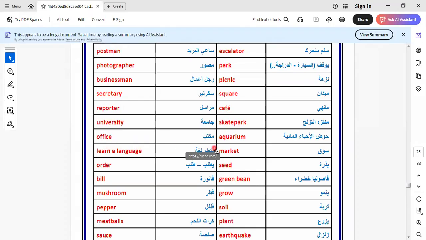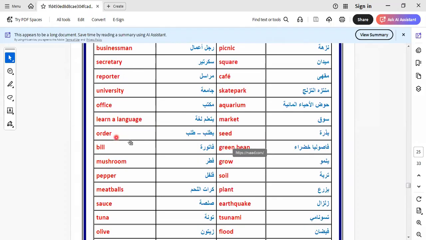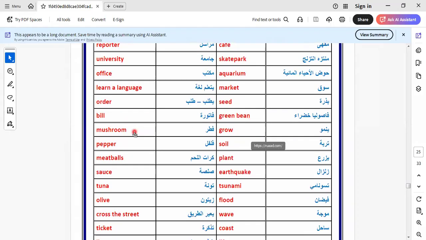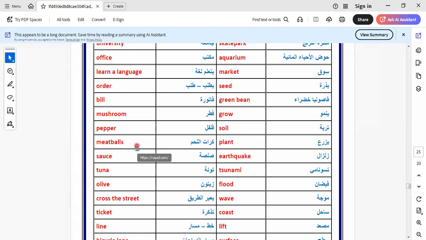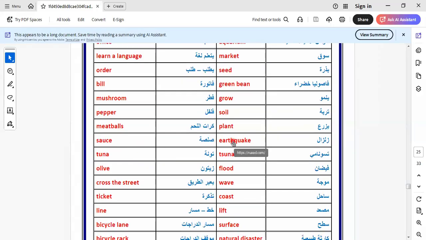Here is office, aquarium, learn language, market, order, seed, pill, green, bean. Here is mushroom. I think all of us know mushroom. Here is grow, pepper, soil, meatballs. I think meatballs is known in Arabic. We all know these meatballs as kofta in Arabic. This is called meatballs. Here is plant, sauce, earthquake.